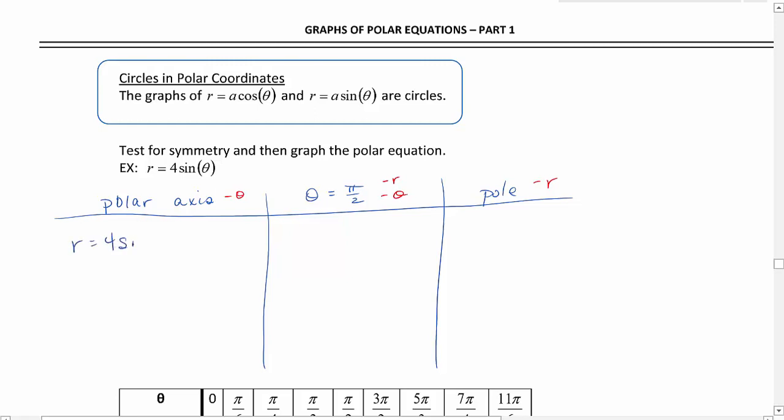r equals 4 sine of negative theta. Our negative angle identity tells us that this is going to turn into r equals negative 4 sine of theta. And that is not our original, so it's inconclusive whether or not we're going to have this kind of symmetry.